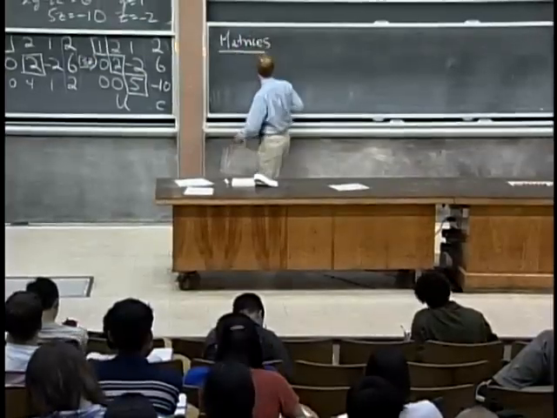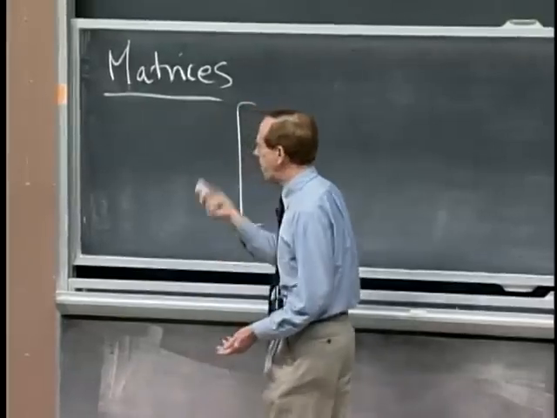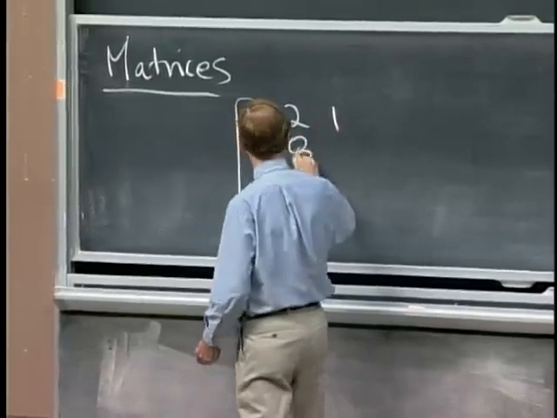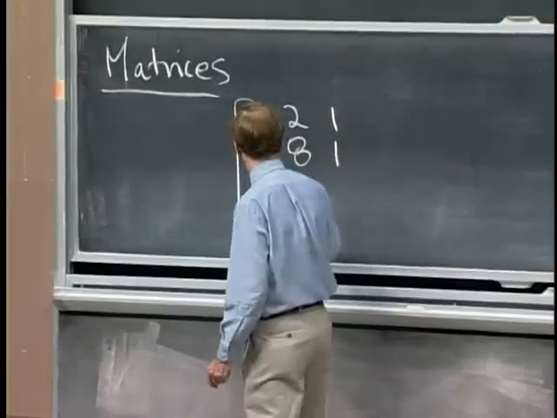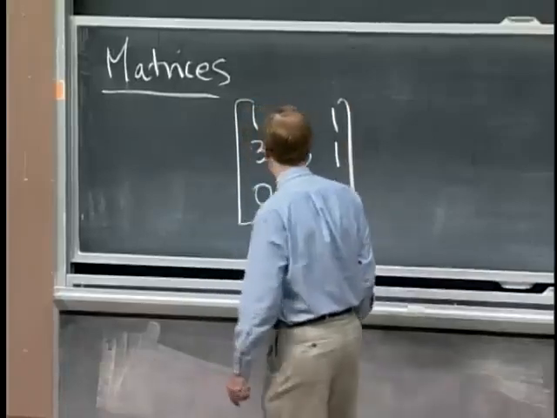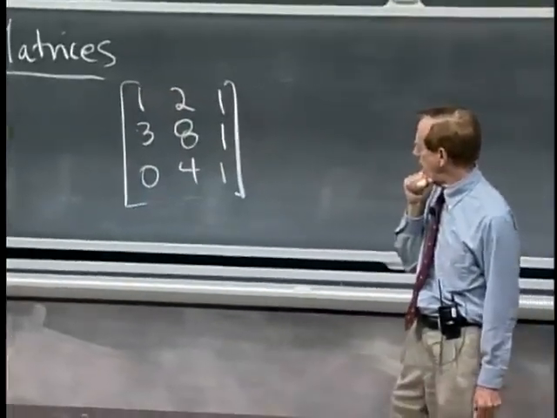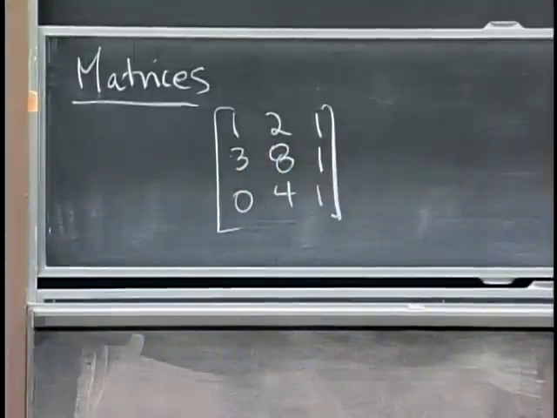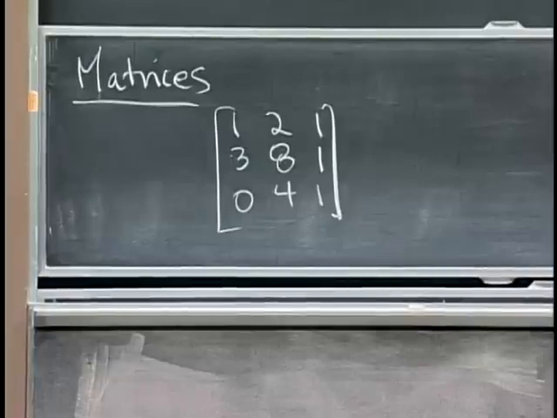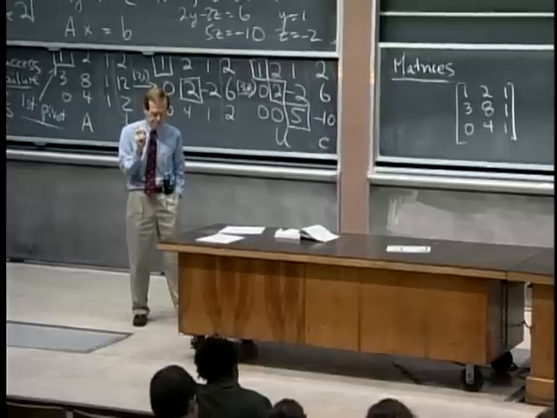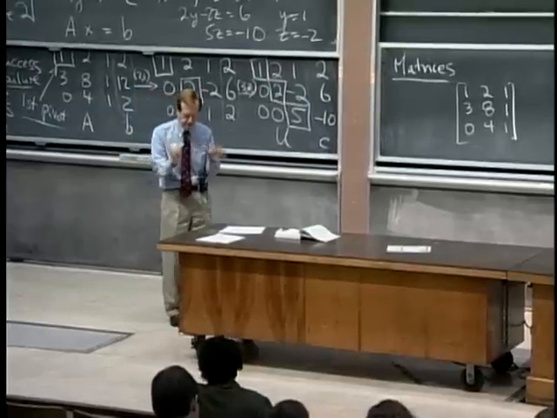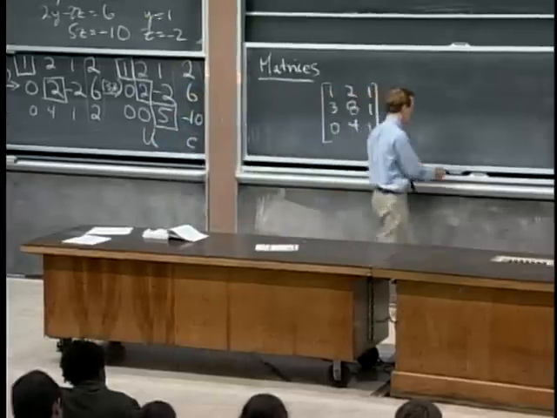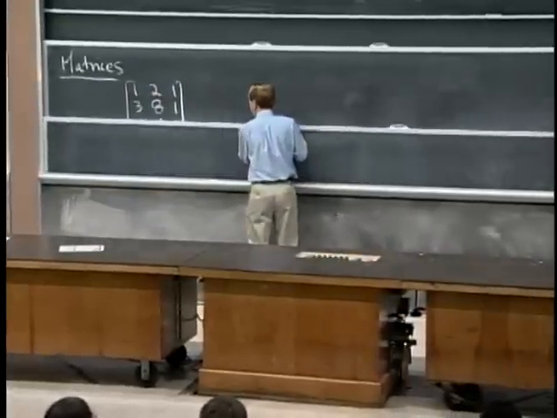Okay, let me take that first step, which took me from 1, 2, 1, 3, 8, 1, 0, 4, 1. I want to operate on that. I want to do elimination on that. Okay. Now, actually, I'm remembering a point I want to single out as especially important. Let me move the board up for that.